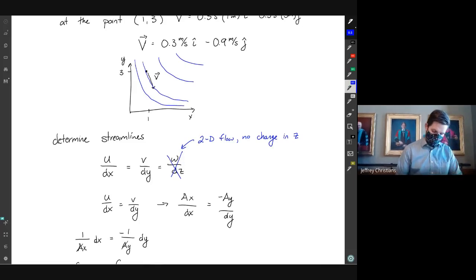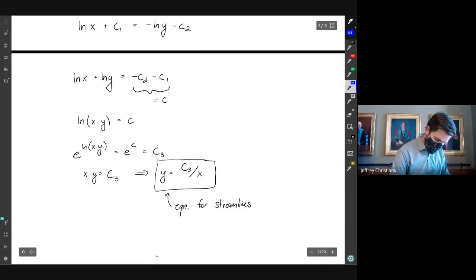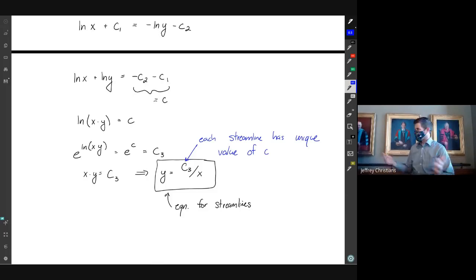So each streamline has a unique value of C, or I guess how we called it, C3. So that's why we end up with this unknown constant. So when you're doing the integration, you can't forget the constant, because it turns out that's a really important part of the streamlines, because we should have an infinite number of streamlines with each one corresponding to a different value of some unknown constant.